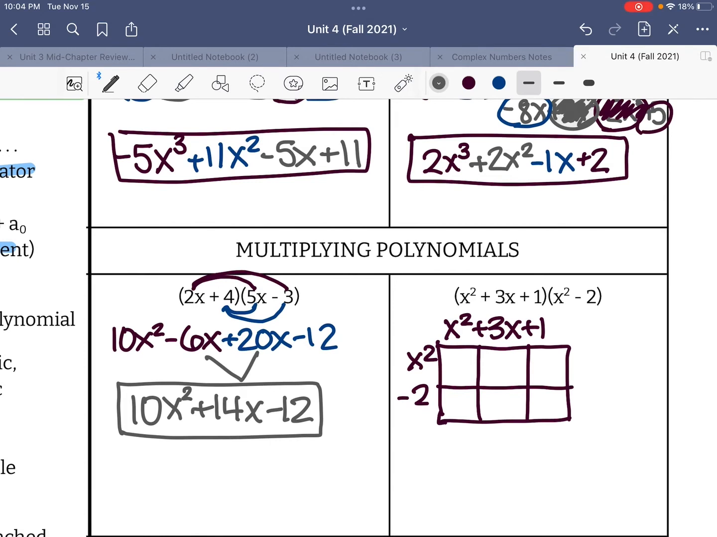So for example, for this square right here, I'm going to do x squared times x squared, which is x to the 4th. And then moving to the right, x squared times 3x is 3x cubed. X squared times 1 is x squared. And then I move to the bottom row and I multiply everything by negative 2. X squared times negative 2 is negative 2x squared. Negative 2 times 3x is negative 6x. And negative 2 times 1 is negative 2.